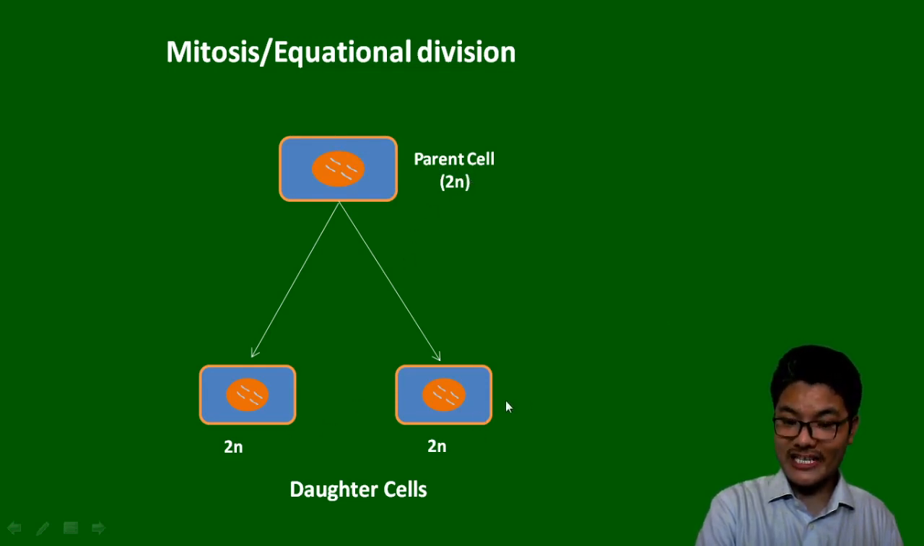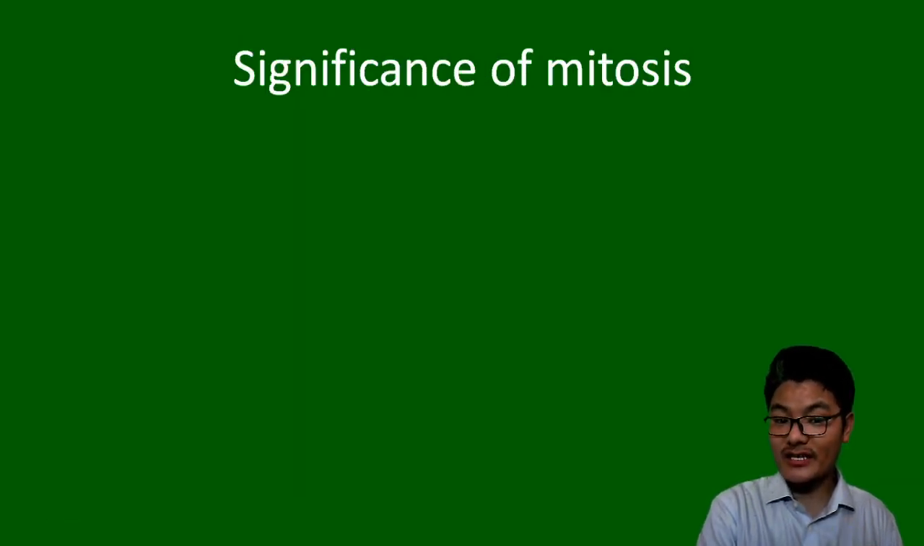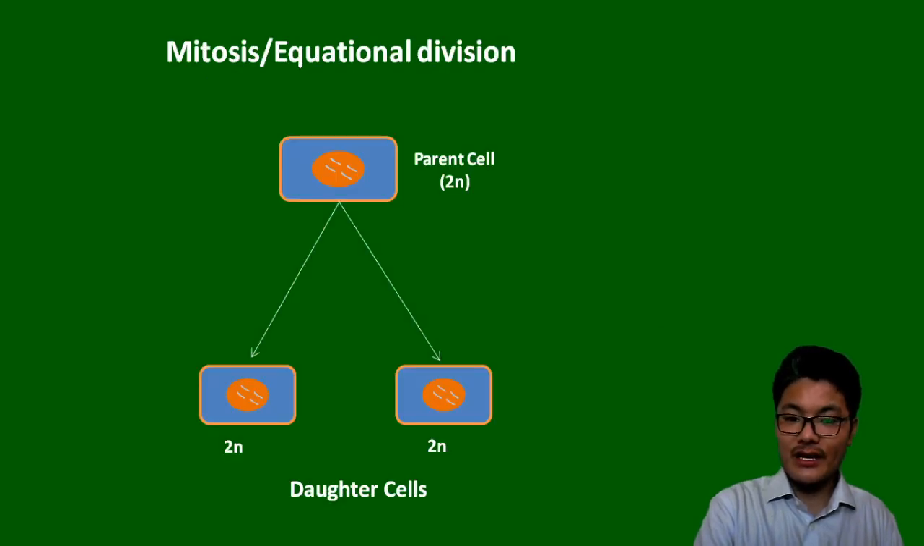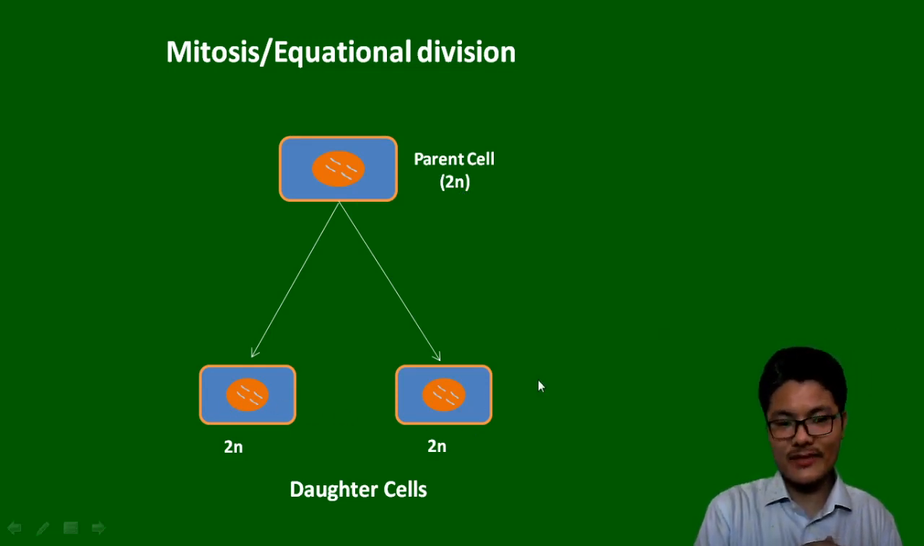Two daughter cells are identical to that of the parent also. So that's why we are using the term equational division. Same number of chromosomes are present within the parent cell as well as within the daughter cells. So mitosis is formation of two daughter cells from a single parent cell, and the formed daughter cells are identical to that of the parent cell.